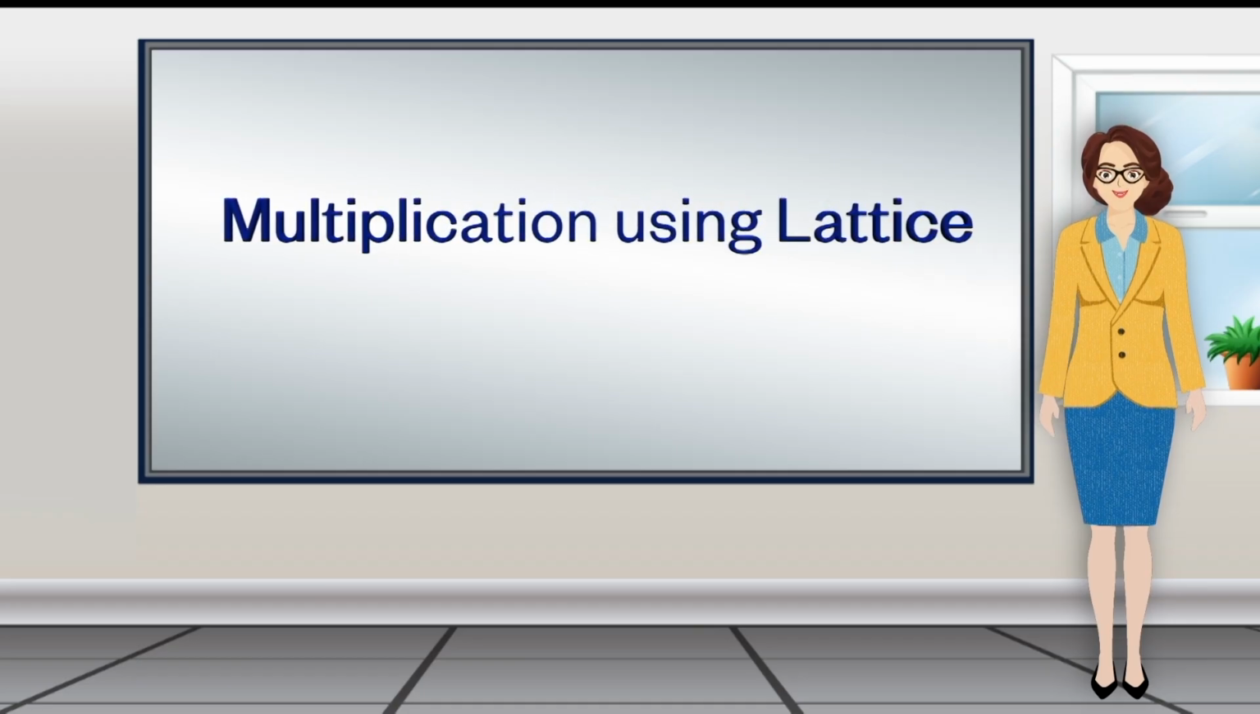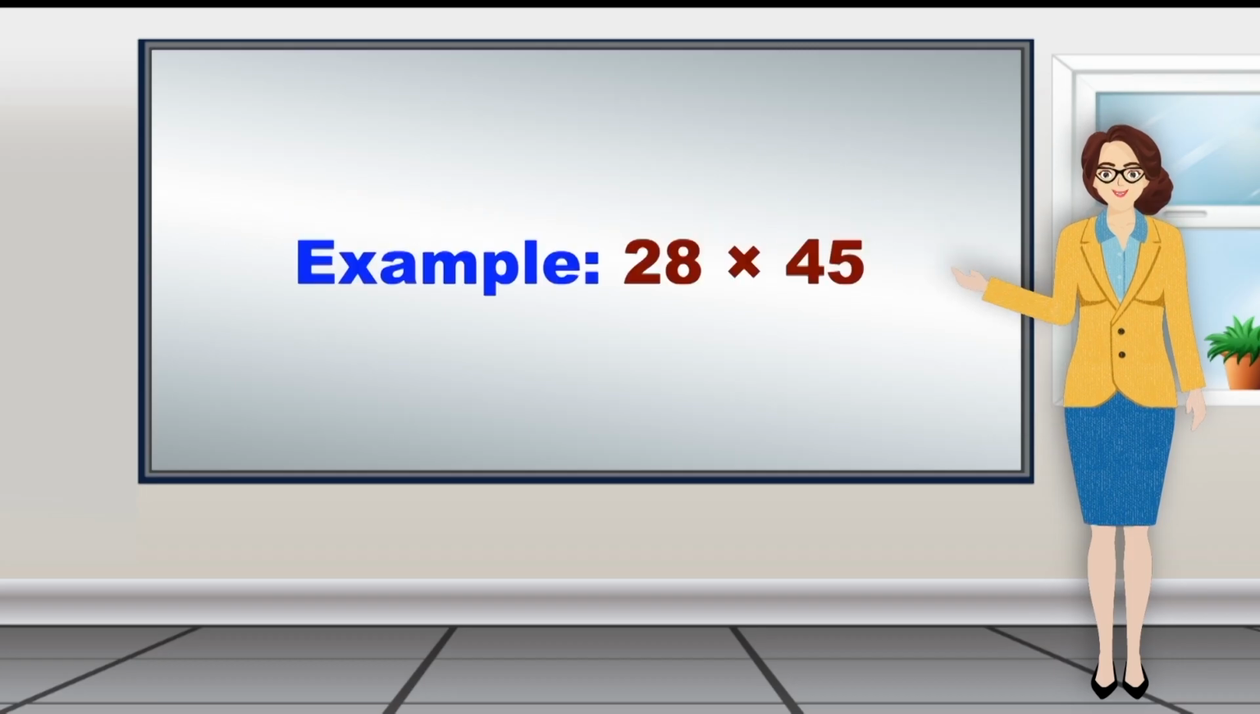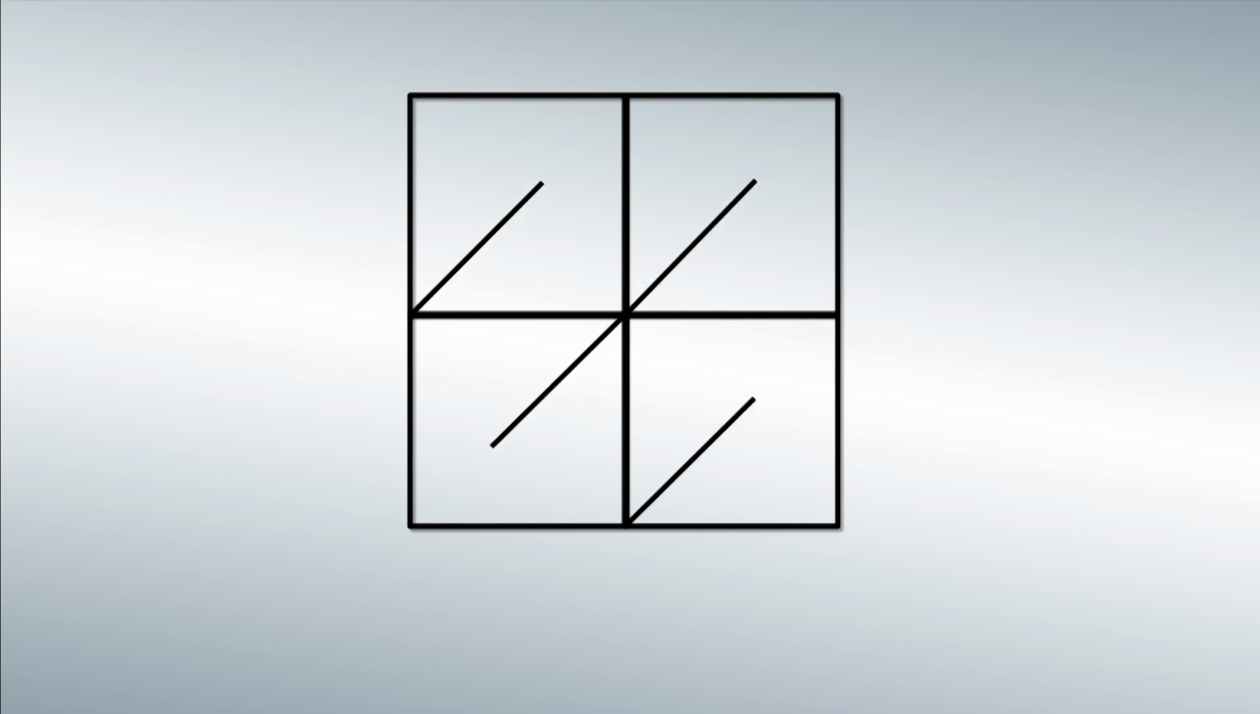Multiplication using lattice. Students, there is one more amazing method of multiplication. Let's learn the lattice method with an example: 28 multiplied by 45. Step 1. Create 4 square shapes and put slanting lines on them. Then there will be 8 triangles.